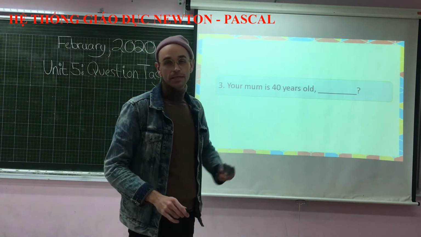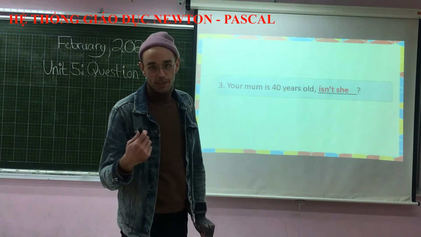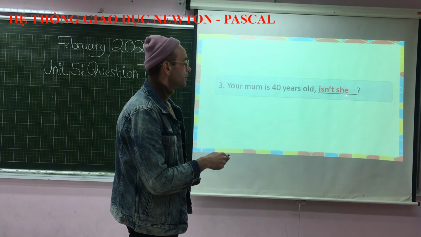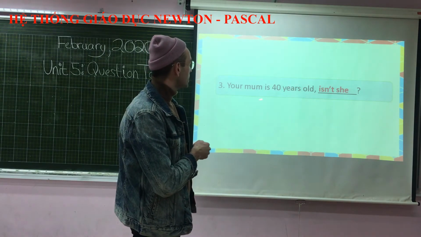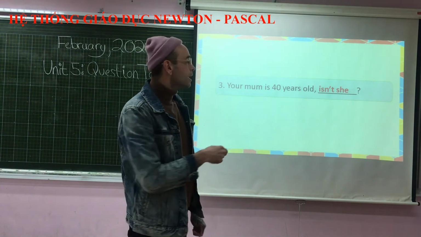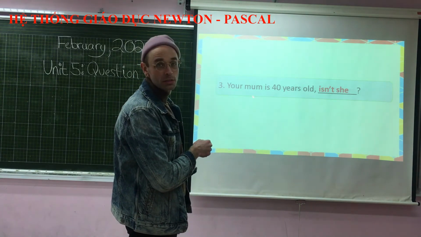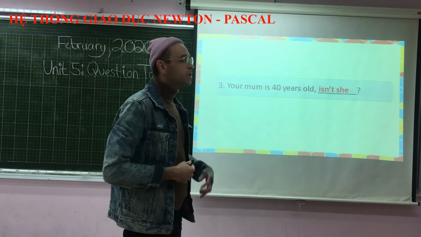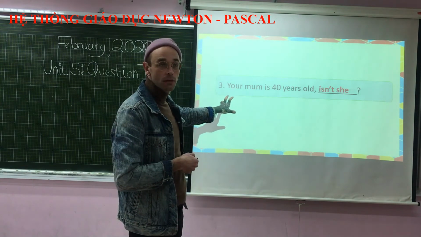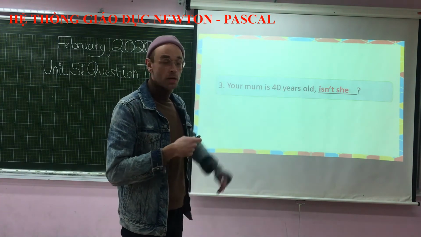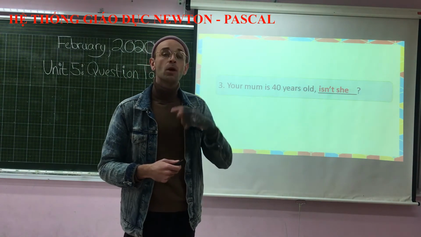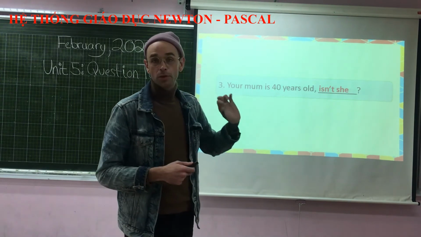Your mom is 40 years old, isn't she? Okay? Why she? Okay? So, she is because our subject is your mom. And whatever the noun is with our question tag, it has to relate to our original subject. Okay? And we don't really need to say the proper noun that we have for our subject. We can just use a pronoun. So we don't need to say, your mom is 40 years old, isn't your mom. We can just say, your mom is 40 years old, isn't she.